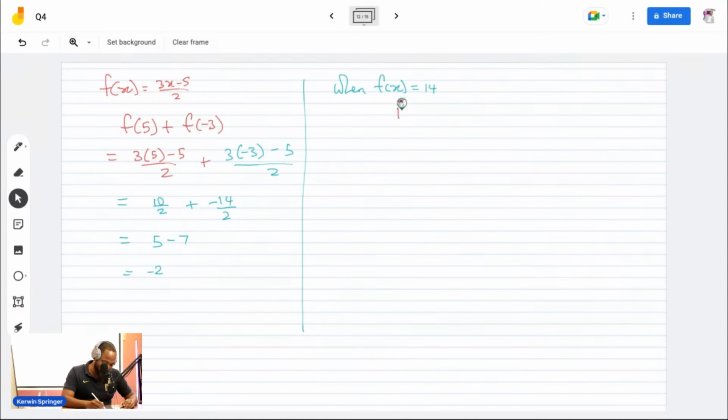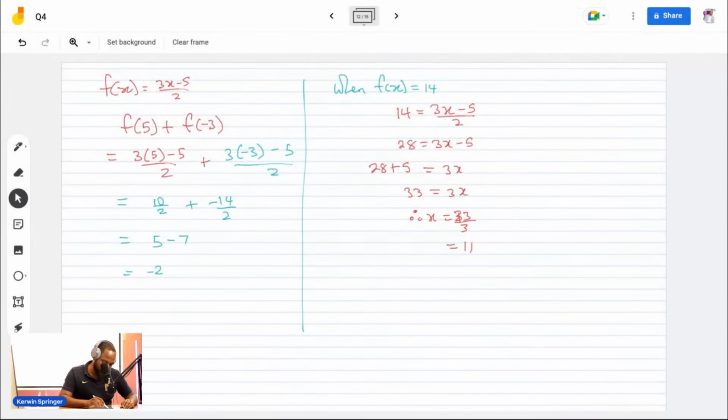14 would be equal to (3x minus 5) over 2. So 2 times 14 is 28, which is equal to 3x minus 5. So 3x is equal to 28 plus 5, and 28 plus 5 is 33, equal to 3x. So x is equal to 11, right? 33 divided by 3. I'll put it like this: 11. So that is out of the way.